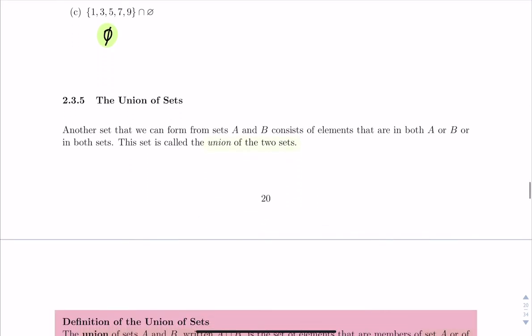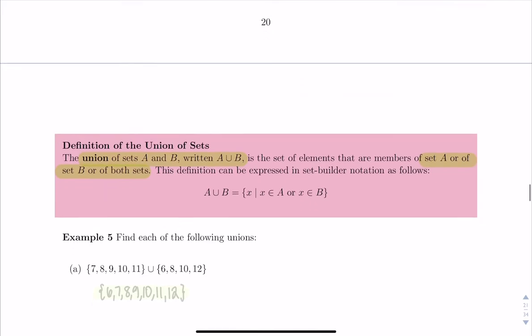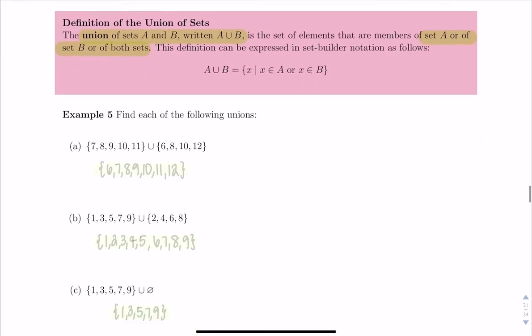Another set that we can form from sets A and B consists of elements that are in A or B or both. And so we call this the union of two sets. The union of sets A and B, written A ∪ B, with a symbol almost like a U for union, is the set of elements that are members of set A or of set B or of both. In math, we use the inclusive or, which means it can be in both of them.